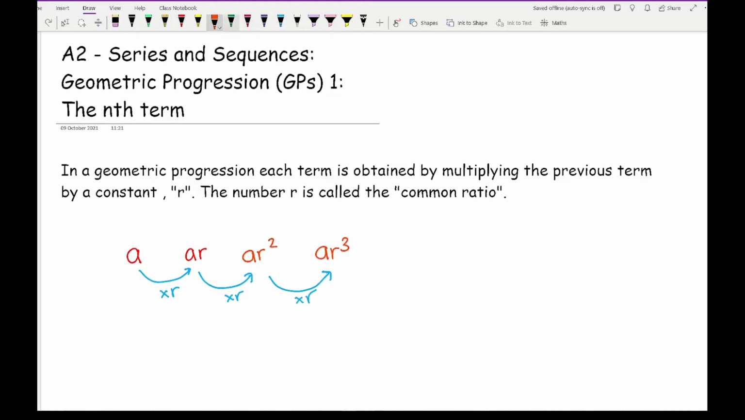Now what you should notice is, if I just label this, so this is my first term, this is my second term, this is my third term, and this is my fourth term, that the power of r and the term in which it appears is always one less. So therefore, if I want to create the nth term, it's going to be r to the power of n minus 1. And here, this is where we get our nth term formula. So let me just write nth term there.